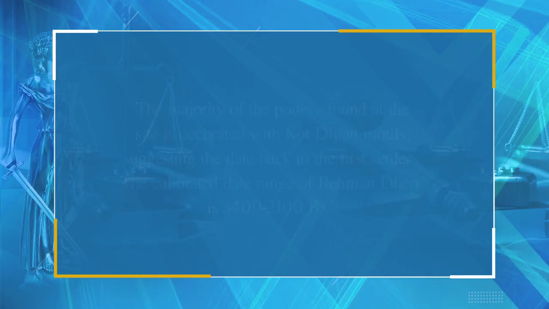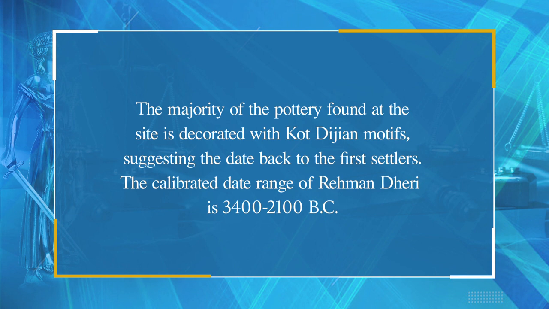This is a vast site covering more than 20 hectares, and it clearly demonstrates the transition from the Neolithic to the Chalcolithic and then to the Indus civilization period. From the beginning, the site was protected by a mud brick wall. Insights on their diet may be gleaned from the discovery of grains, fish bones, and the bones of domesticated cattle, sheep, and goat. The majority of the pottery found at the site is decorated with Chalcolithic motifs, suggesting a date back to the first settlers. The calibrated date range of Rahman Dheri is 3400 to 2100 BCE.